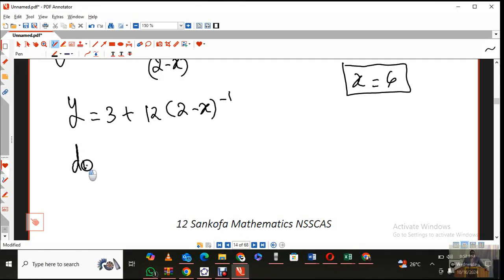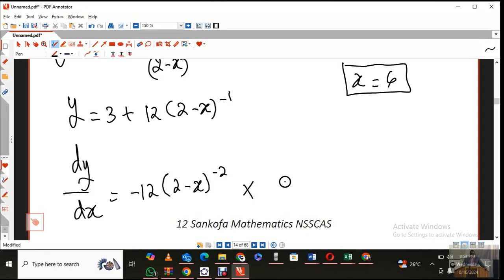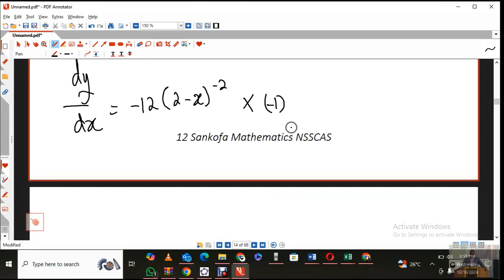Okay, so dy dx, the derivative of a constant is 0. That multiplied with that is negative 12. Then you have 2 minus x, that becomes negative 2, reducing the power by 1. Then you multiply using the chain rule with the derivative of whatever is in the bracket. The derivative of the bracket: the derivative of 2 is 0, and the derivative of minus x is just going to be minus 1. So let's clean this up and see, and I have space for it.